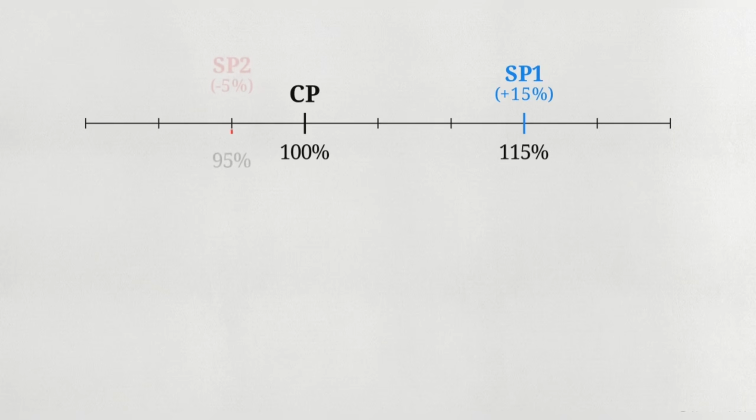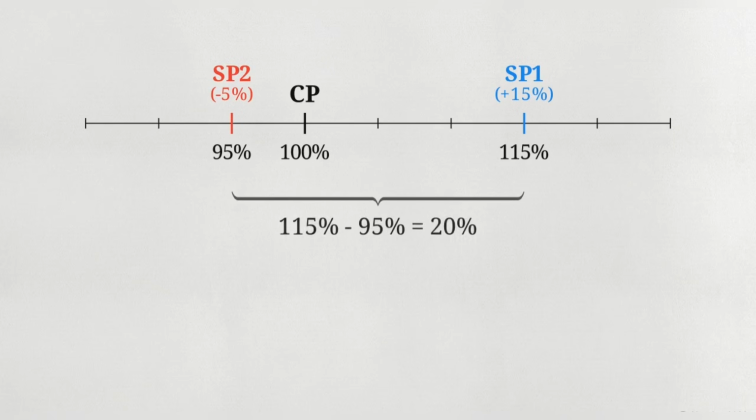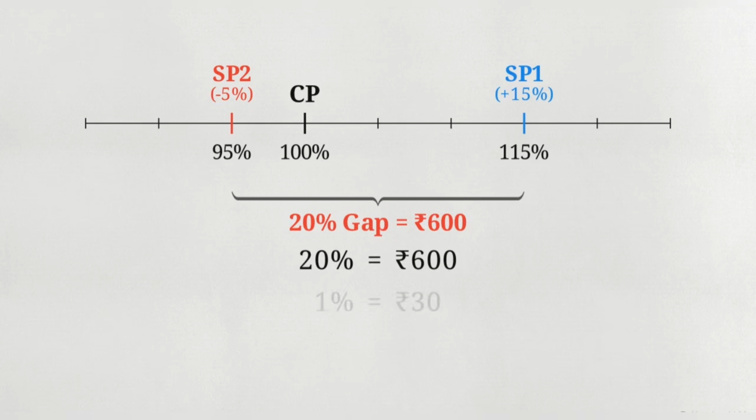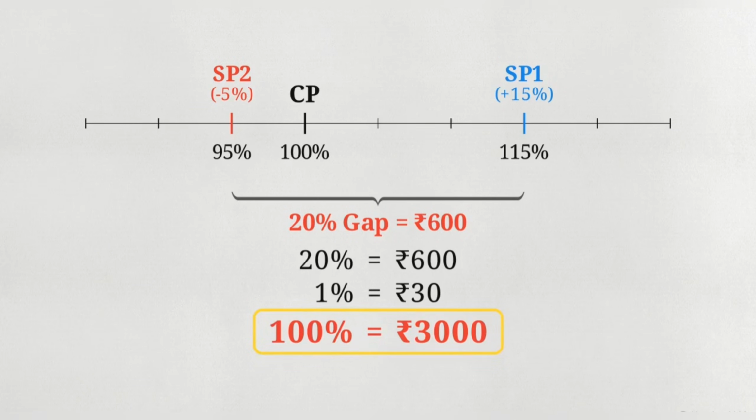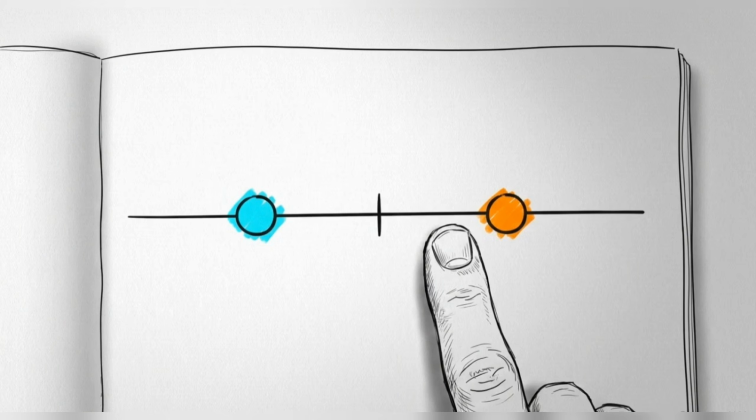We can apply this same logic to problems involving 2 different conditions. Imagine one scenario with a 15% profit and another with a 5% loss. On a percentage line, the distance between 115% and 95% is a 20% gap. If that gap represents 600 rupees, we can conclude that 100% equals 3,000 rupees. By placing different outcomes on a single 100% axis, we turn complex comparisons into a simple measurement of the distance between 2 points.